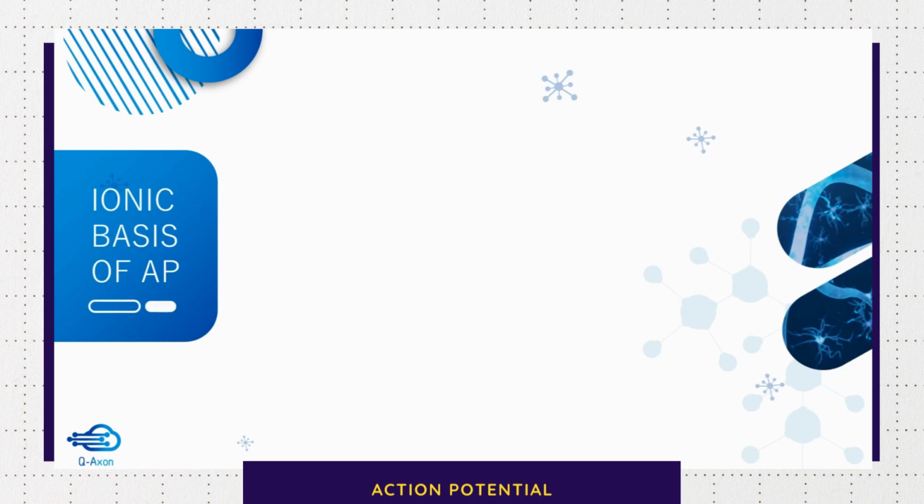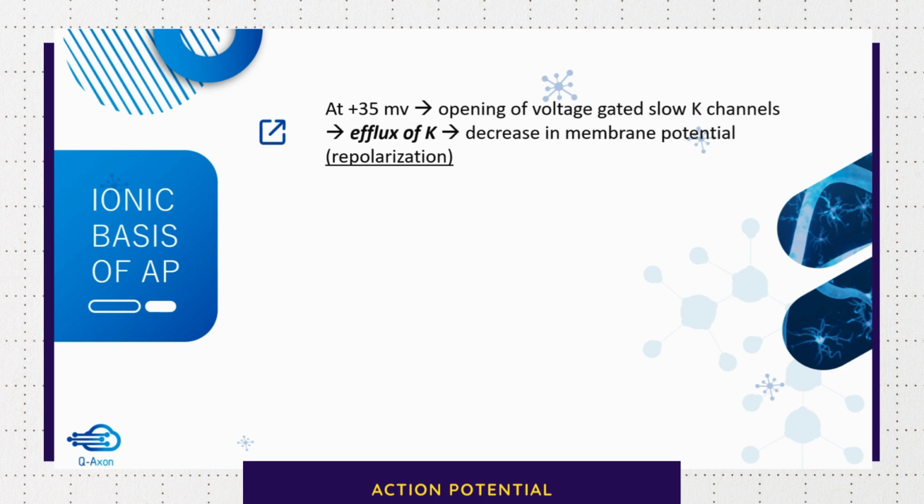Now, what is the other event that also happens at plus 35 millivolt? So plus 35 millivolt marks the beginning of repolarization. At this voltage, there is opening of a new set of channels. These are the voltage-gated potassium channels, and unlike the sodium channels, these are slow to open and close. So there is a resultant efflux of potassium ions because we know that there is more potassium inside the cell. So it now moves to the outside, and that is why the membrane potential decreases.